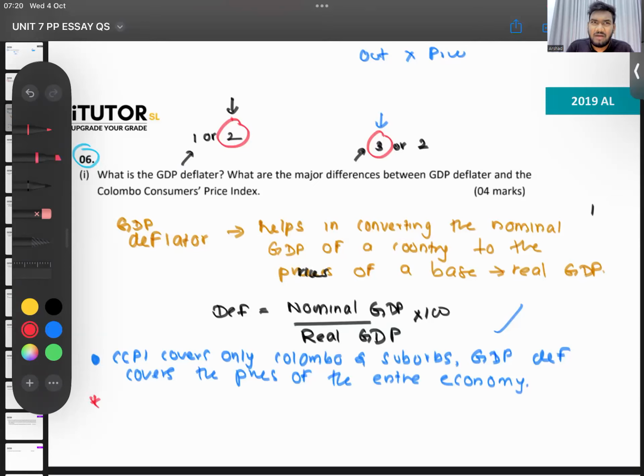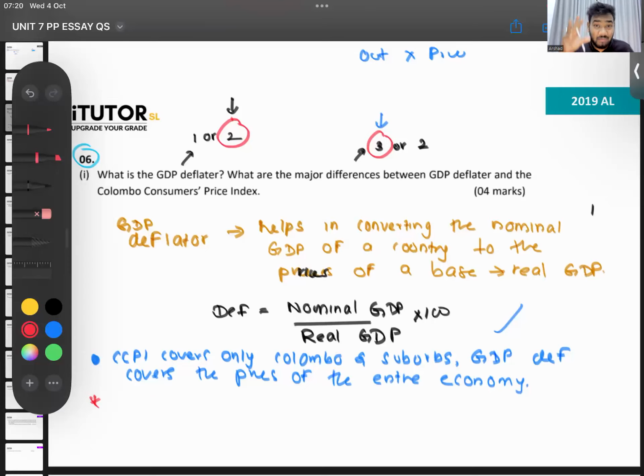What can you tell about the basket of goods? Now, in the Colombo Consumer Price Index, remember when I taught you all CCPI, NCPI, I told you how they calculate inflation. There is a basket of goods, no? You look at how much is the basket of goods now, how much is the basket of goods next month. You put that into an index, you can calculate inflation. That's how you calculate NCPI and CCPI.